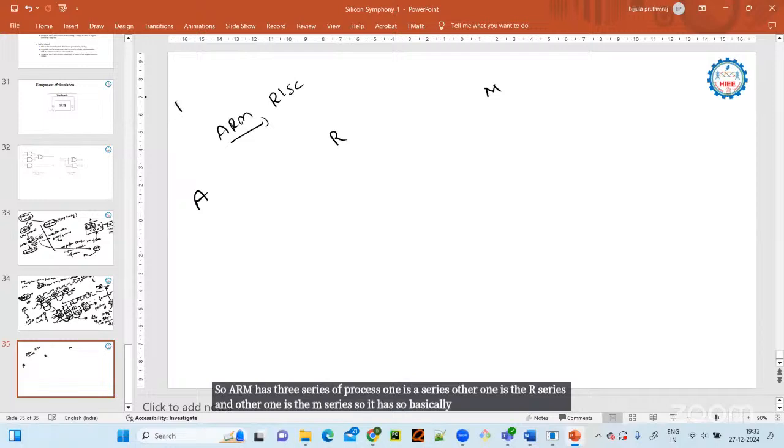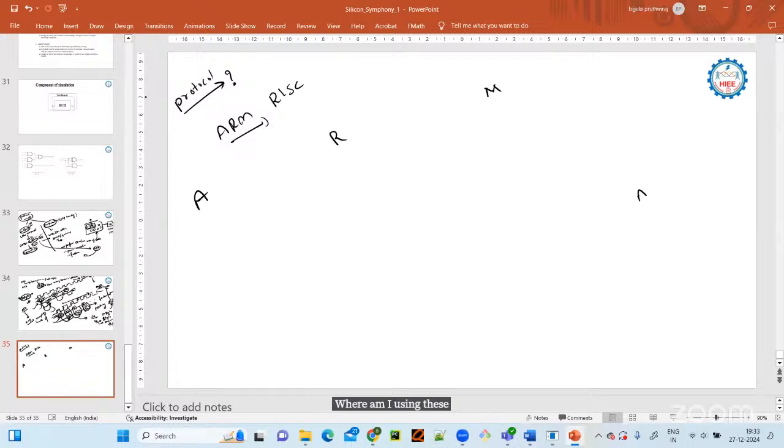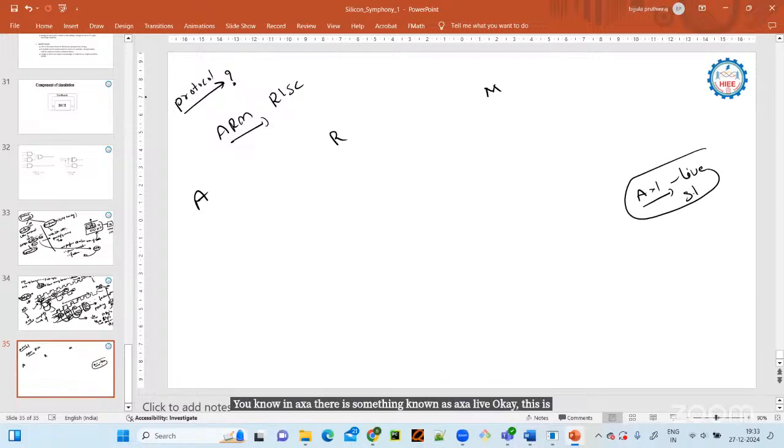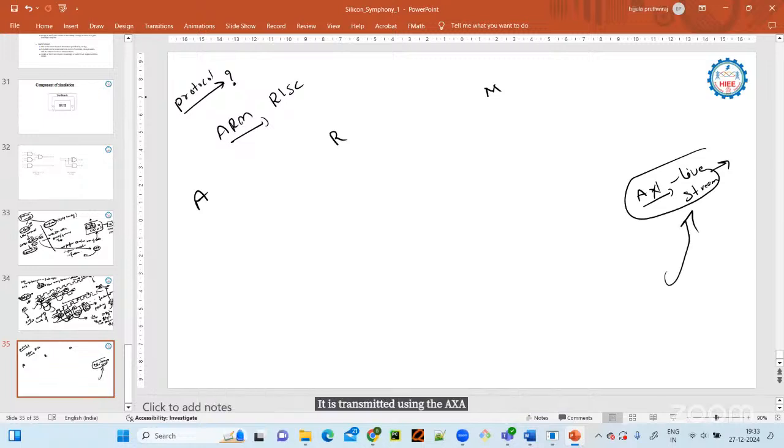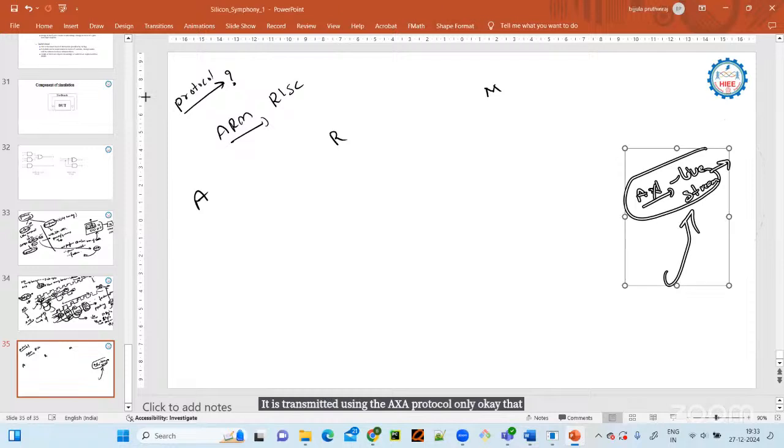Basically what I want to tell you is where are we using these protocols? I have told you these are protocols. Where am I using these protocols? For example, AXI is there. In AXI there is something known as AXI Lite, AXI Stream. These are the protocols that are used to broadcast your data. You are watching the live stream, like live cricket, live hockey, live football, or whatsoever. It is transmitted using the AXI protocol only. That is done by using AXI only.